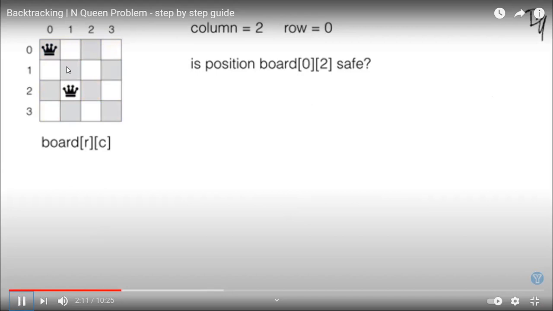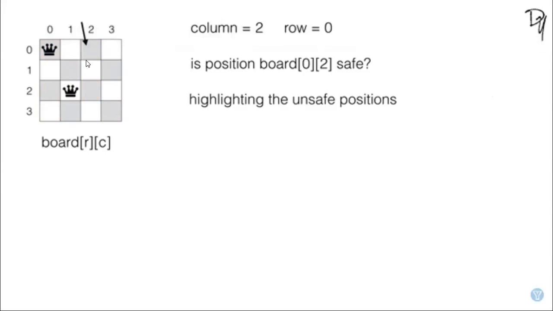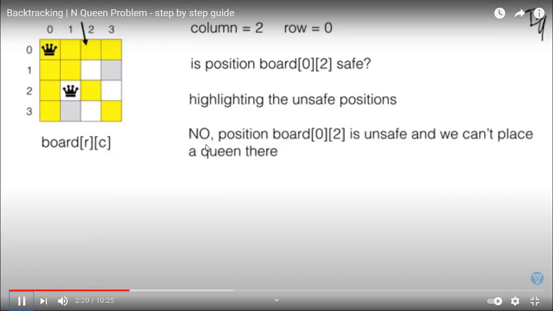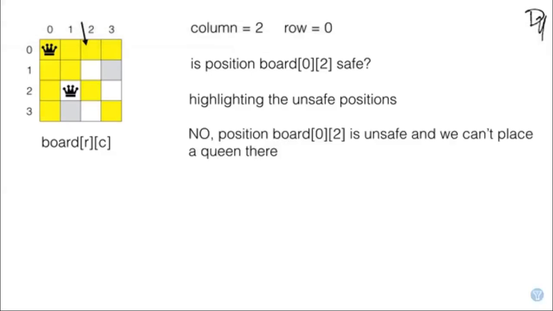Okay, now we will check for the 2, 0 position. This arrow shows. Now this position is safe. Again, based on the 2 queens position, we have highlighted the area which is not safe, right? So highlighting unsafe position, and here you will find 0, 2 position is unsafe. We can't place queen there, right?